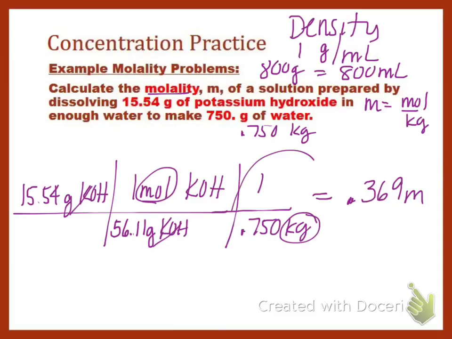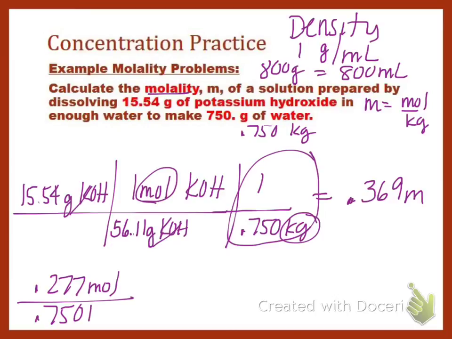Again, if you don't like this last step in the same problem, you could calculate the moles on its own, and it would come out to 0.277 moles over 0.75 kilogram, and it would give you the same answer. Some kids didn't like doing it here, they liked doing it the second way. Either way is acceptable, whichever floats your boat. Do you have a question?